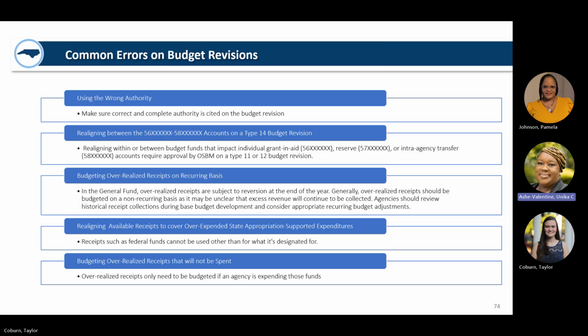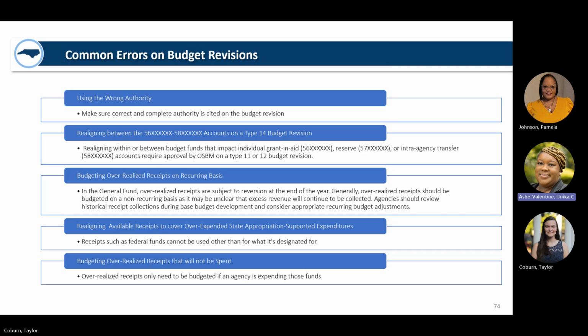Realigning within or between funds that impact individual grant aid account 5.6 or reserve 5.7 or your intra-agency transfer accounts 5.8 is required on a Type 11 or a Type 12 budget revision and has to be approved by OSBM. Budgeting overrides receipts on a recurring basis. In the general fund, overrides receipts are subject to reversions at the end of the fiscal year. Generally, overrides receipts should be budgeted on a non-recurring basis, and it may be unclear that excess revenue will continue to be collected.